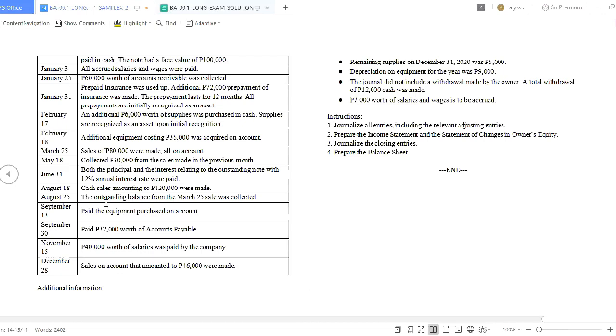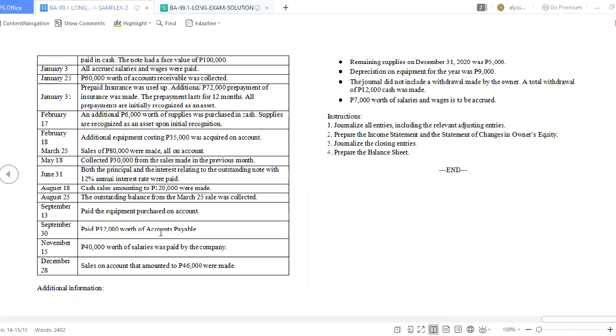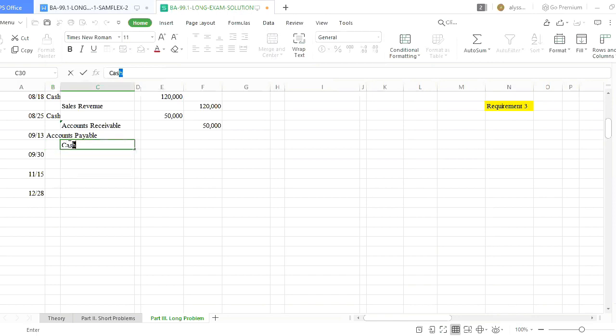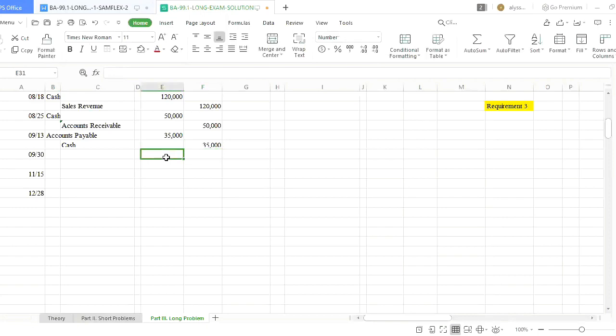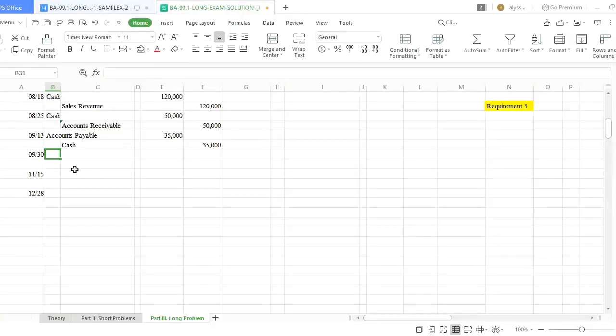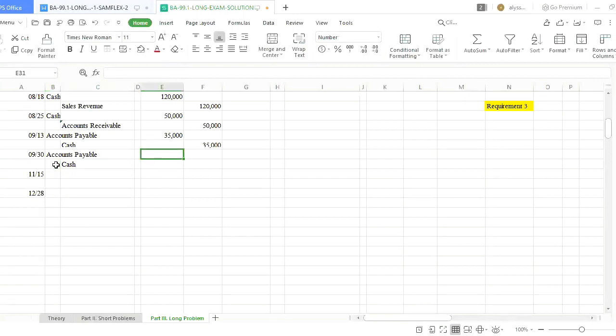Then, on September 13, paid equipment purchased on account. We purchased an equipment for 35,000 on February 18, so we're paying for that. We recognize accounts payable and credit cash. Let's check again, that's 35,000 and 35,000. Next, on September 30, we pay 32,000 worth of accounts payable. Again, accounts payable, cash for 32,000.